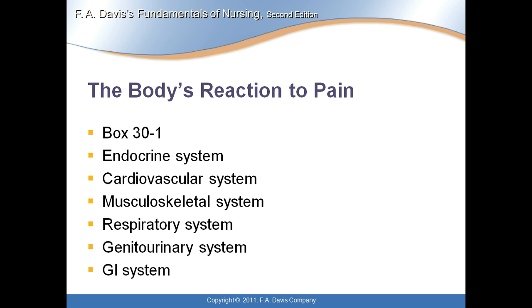So the body's reaction to pain, according to this, is 30-1, but I actually found these in your volume 1 book on page 732 to 733, and here it goes through all the systems and how pain affects these different systems.